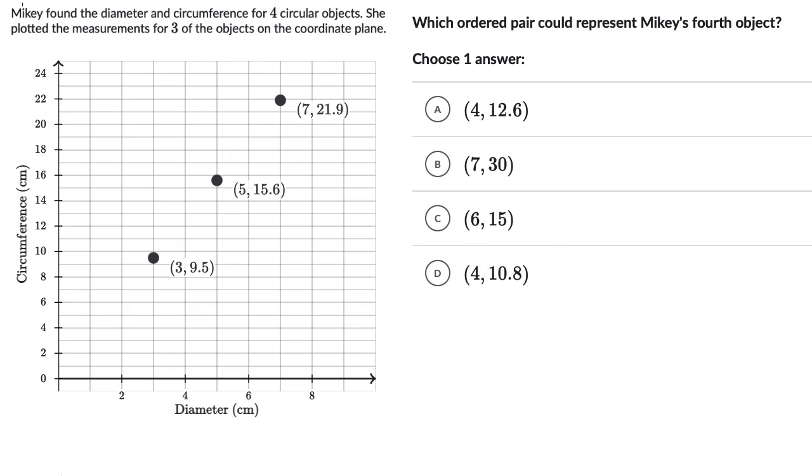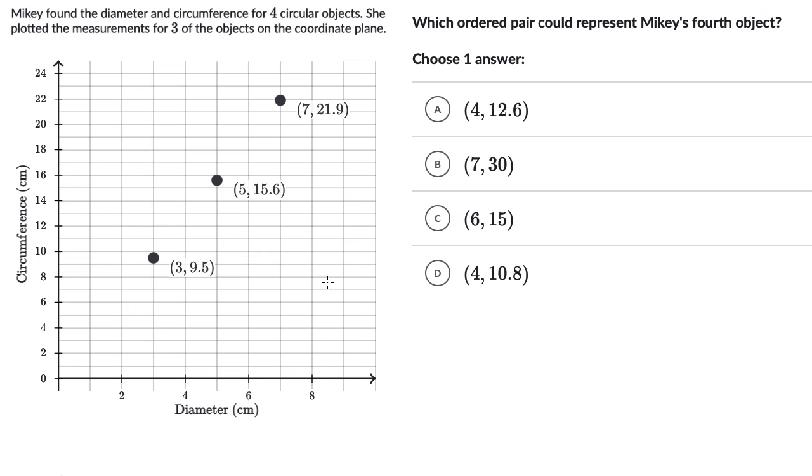We're told Mikey found the diameter and circumference for 4 circular objects. She plotted the measurements for 3 of the objects on the coordinate plane. All right, we see that here. Which ordered pair could represent Mikey's 4th object? Pause this video, have a go at that.